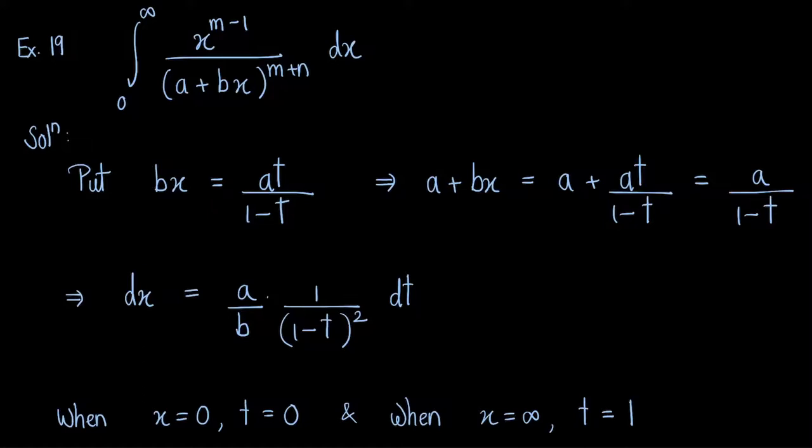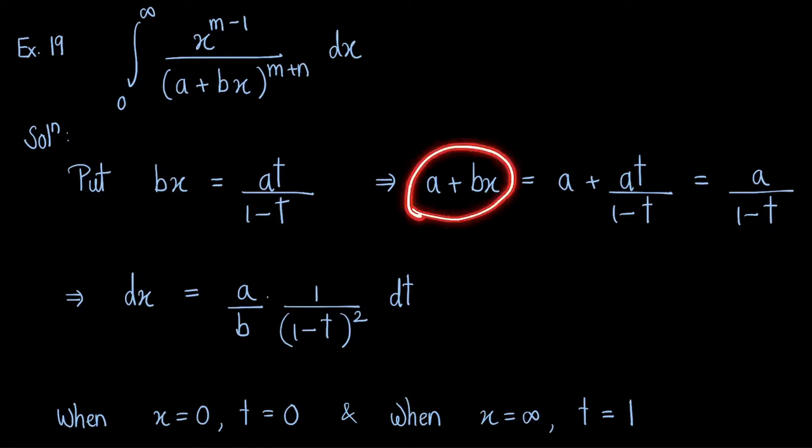Hi friends, we are going to see some more integrals by using beta function. So first example is integration 0 to infinity x raised to m minus 1 upon a plus bx raised to m plus n dx. To solve this, we will put bx equal to at upon 1 minus t.